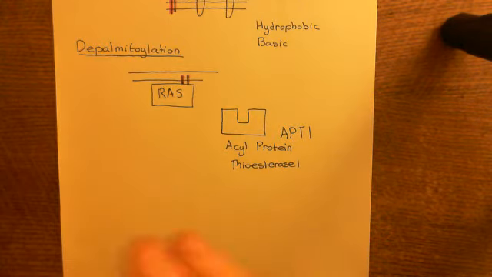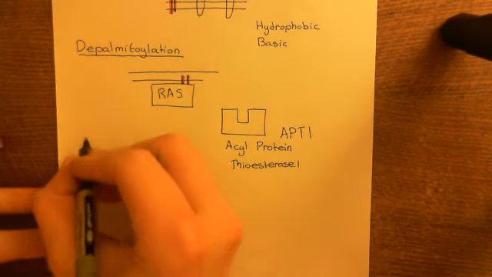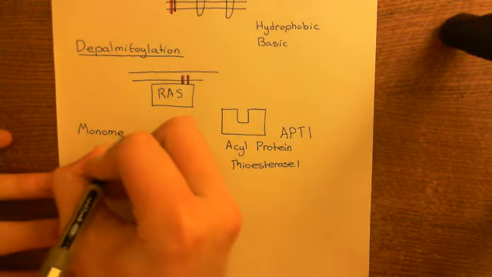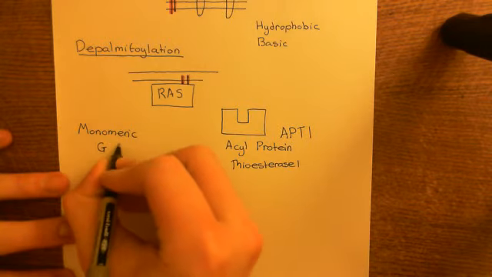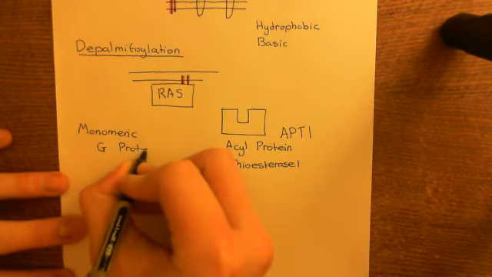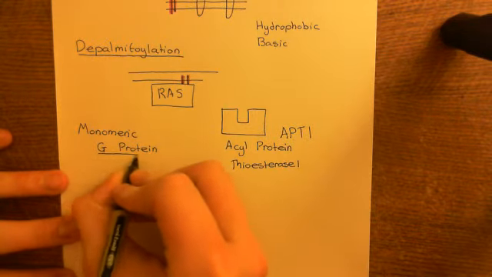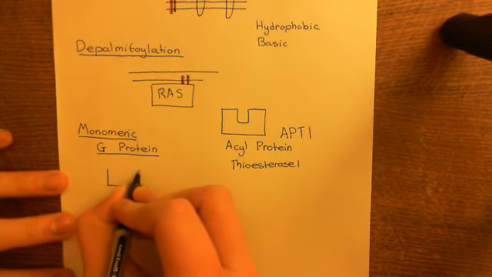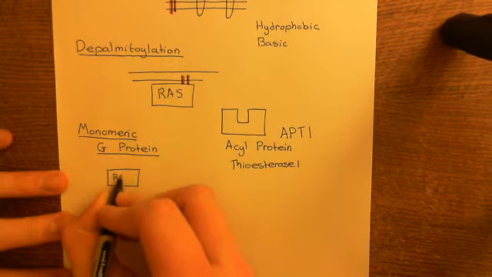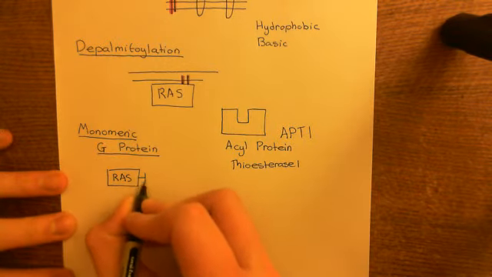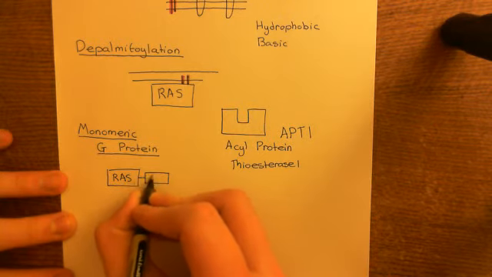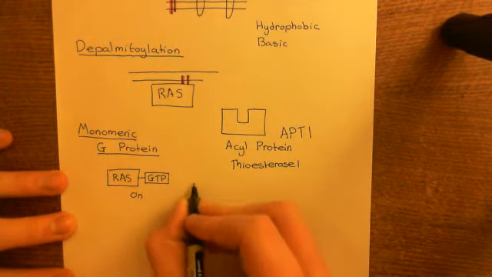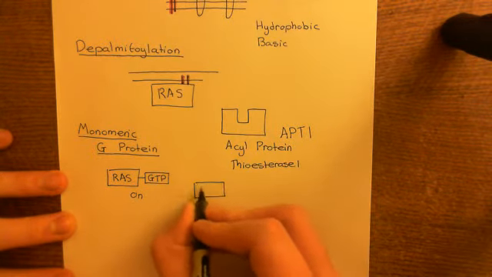And I should have actually said, probably right at the beginning, what these RAS proteins are. So basically RAS proteins are monomeric G proteins, which means that they have two states: an on state and an off state, as it were. In the on state they have guanosine triphosphate, or GTP, bound to them. So in the on state, a RAS protein will have the GTP molecule bound to it, and this doesn't just go for RAS, it goes for all G proteins. In the off state, RAS proteins will have GDP bound to them.